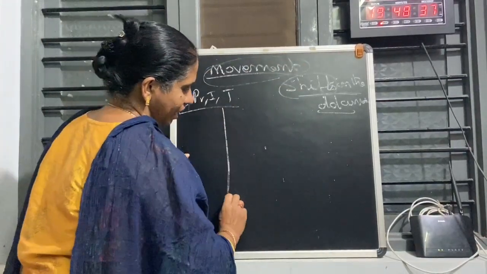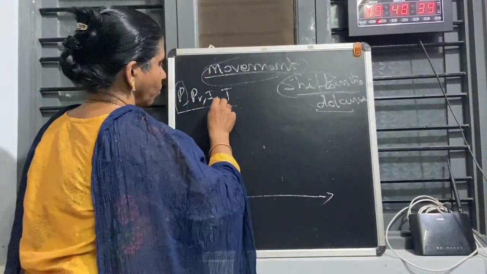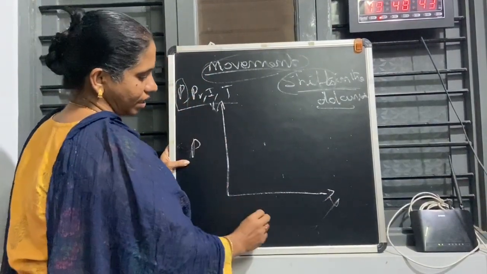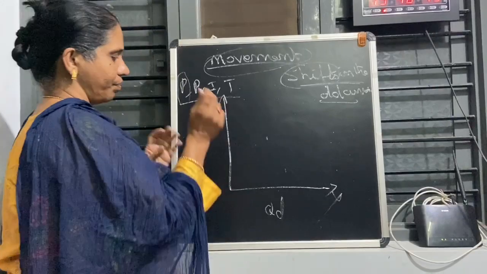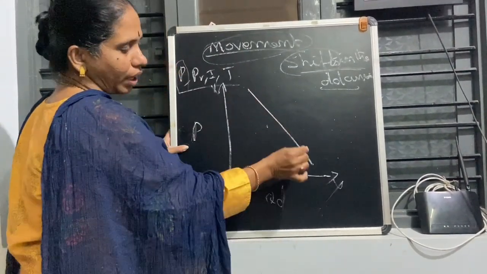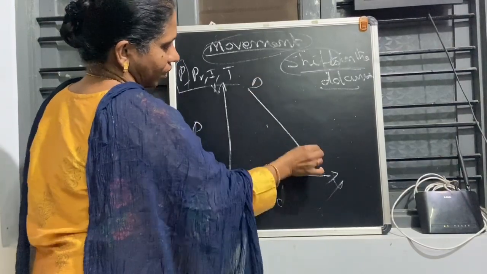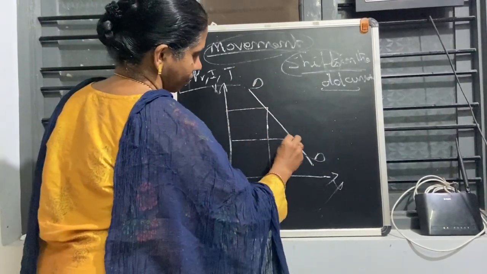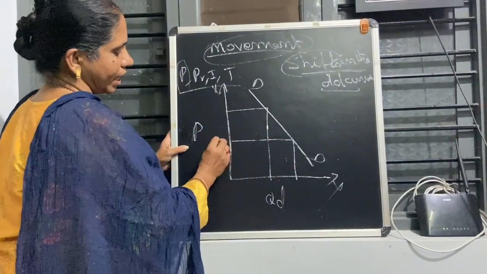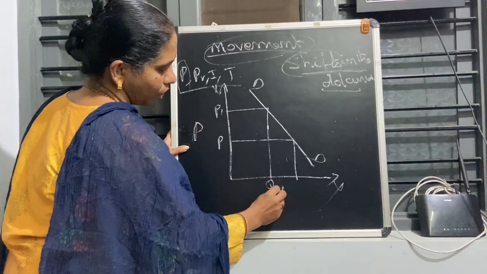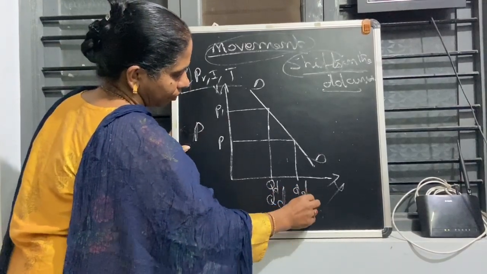For example, take the x-axis and the y-axis. Here we are mentioning the price, and here the quantity demanded. The demand curve will always slope from left to right. So this demand curve is like that. Here P and P1, and here quantity QD and QD1.